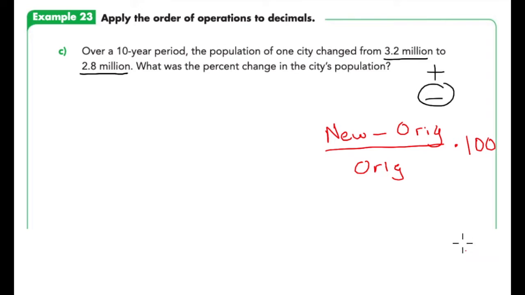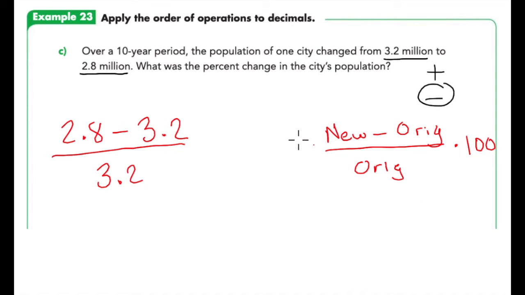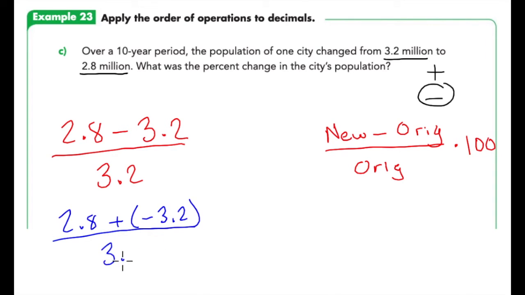That would end up giving us a decimal, and then we're going to multiply that by 100 to make it a percent. So in this problem, we'll plug in here for new and original. The new amount is 2.8 million. So that is 2.8 minus the original amount of 3.2 million. And that's going to be all over 3.2. So the first thing we want to do here is simplify the top part, and that's 2.8 minus 3.2. Because it's subtraction, I'm going to rewrite it as 2.8 plus a negative 3.2. And again, that is all over the original of 3.2.